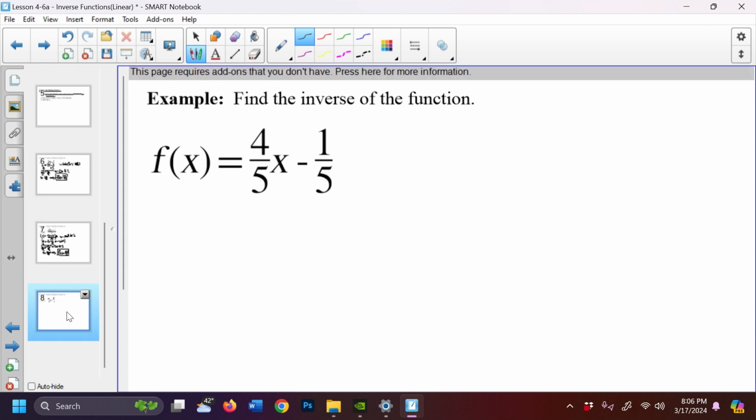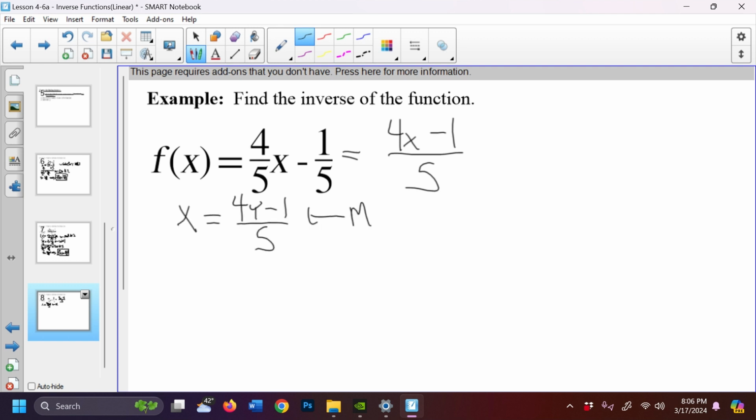Finally, my last example for the day. Here I have two fractions, but you will notice that both of these have a denominator of 5. So I'm going to rewrite this as 4x minus 1 all over 5. Because the denominators are the same, I can add these two fractions together and get that. We'll switch our x and y like we did in the last two examples. So I'll have x is equal to 4y minus 1 all over 5.